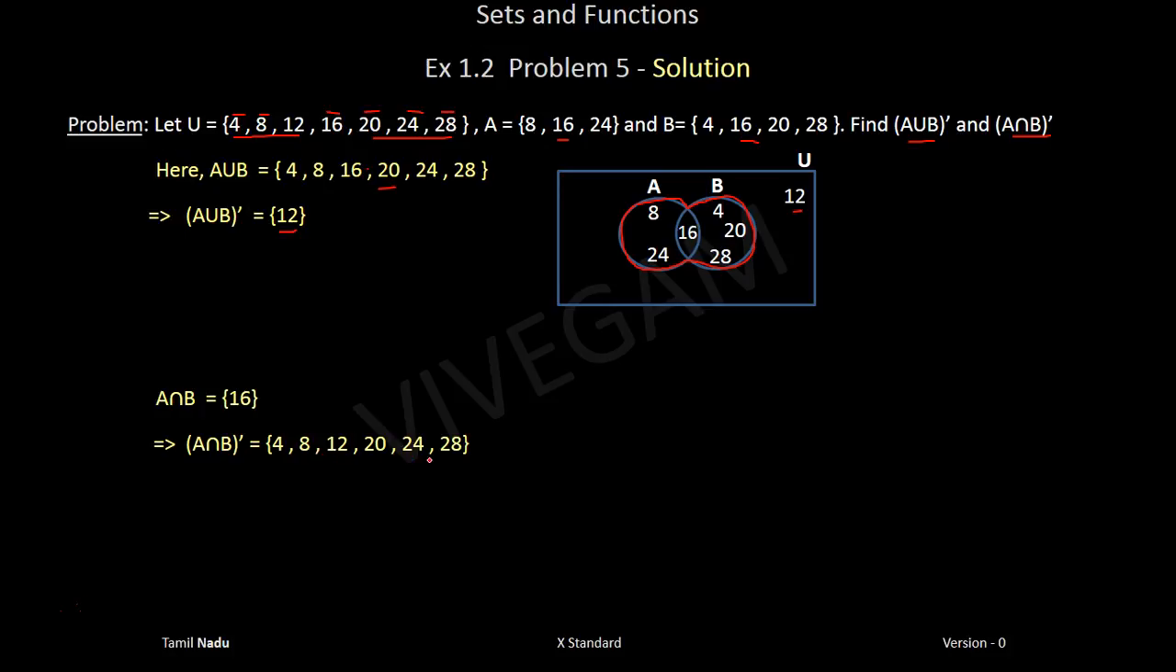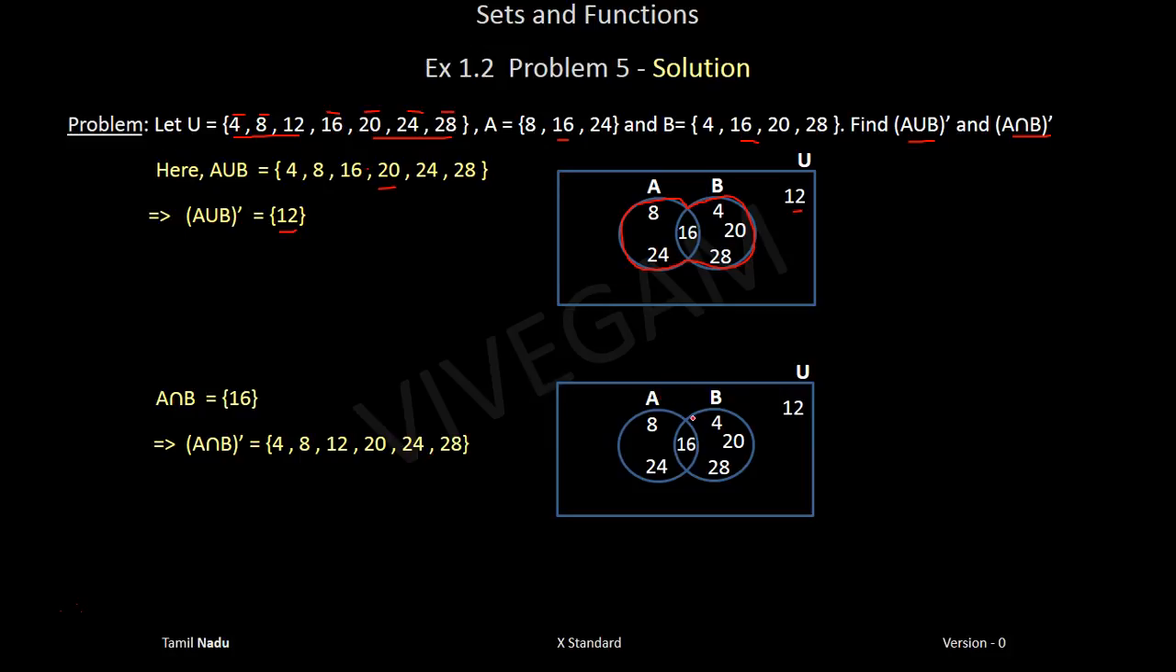Now let's do this in the Venn diagram. What is A intersection B? This area, which is 16. So what is (A intersection B) complement? All the other areas other than this marked area. So you take all the elements outside this marked area, which will be 4, 8, 12, 20, 24, 28. Which is the same, so both methods get you the same answer.